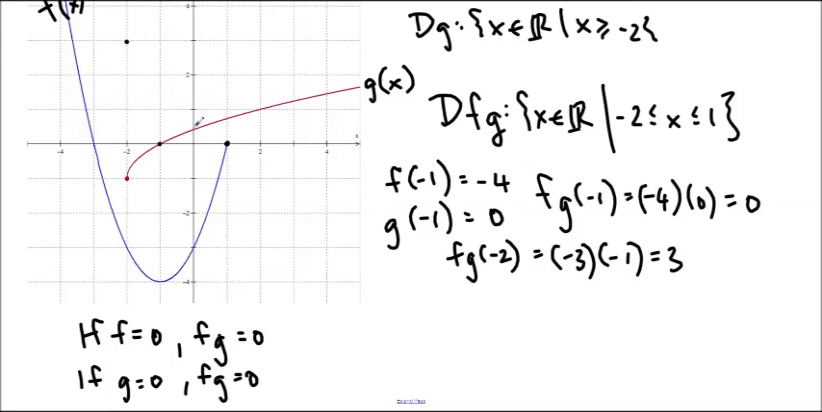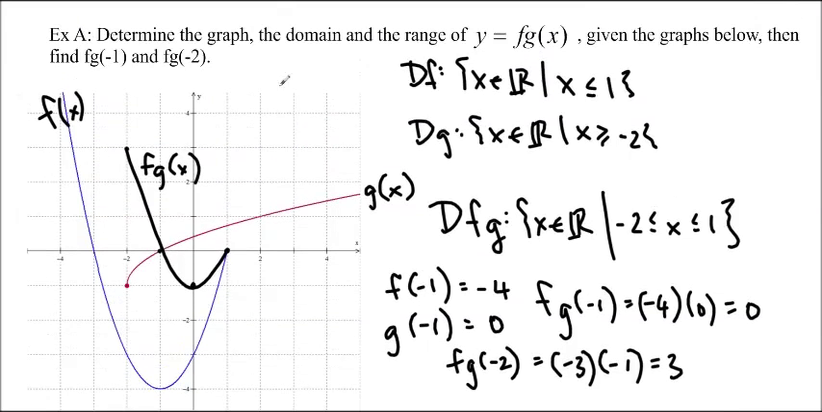This is probably about a third, and this is about -3, so I'm going to make that about -1. Like this, and then we're going to connect the dots in a curvy and attractive manner. So I think f of g is going to look something like this. Okay, and there we go. That's it. That's fg, and we can label it fg of x. So now we have found the domain, and we have found the graph.